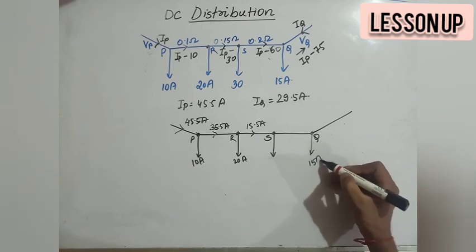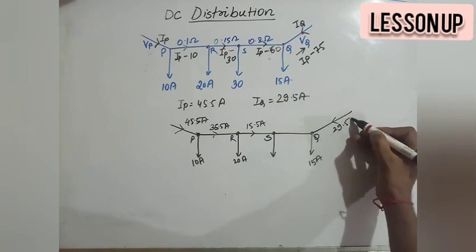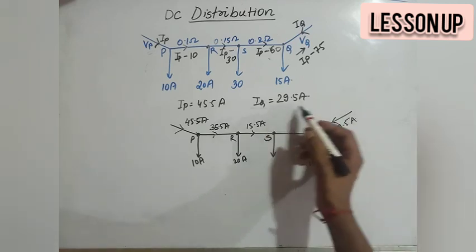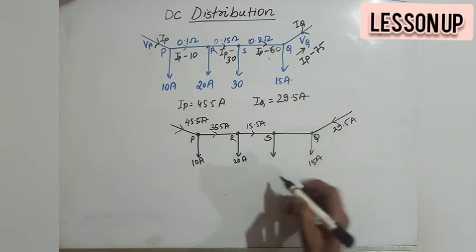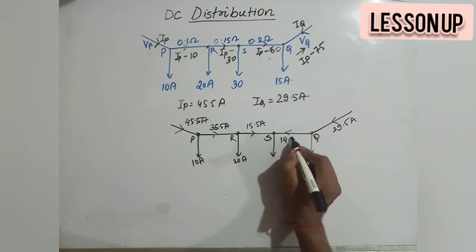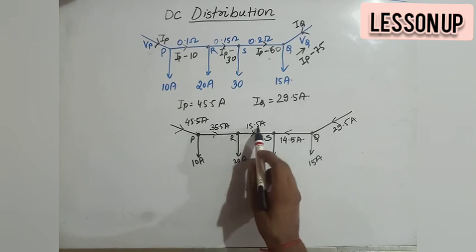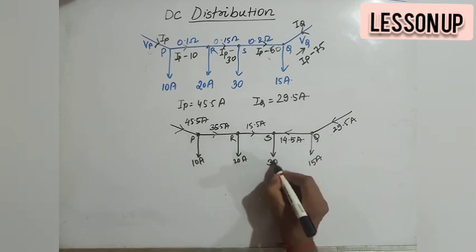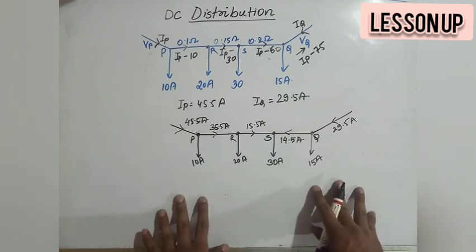This is 15 ampere. So from this direction we are getting 29.5 ampere, that is IQ. From 29.5 ampere, 15 ampere is taken out, so the remaining current will flow in this, that is 14.5 ampere. So 14.5 ampere and 15.5 ampere is 30 ampere will be taken out at point S. So this is the complete balance current equation.